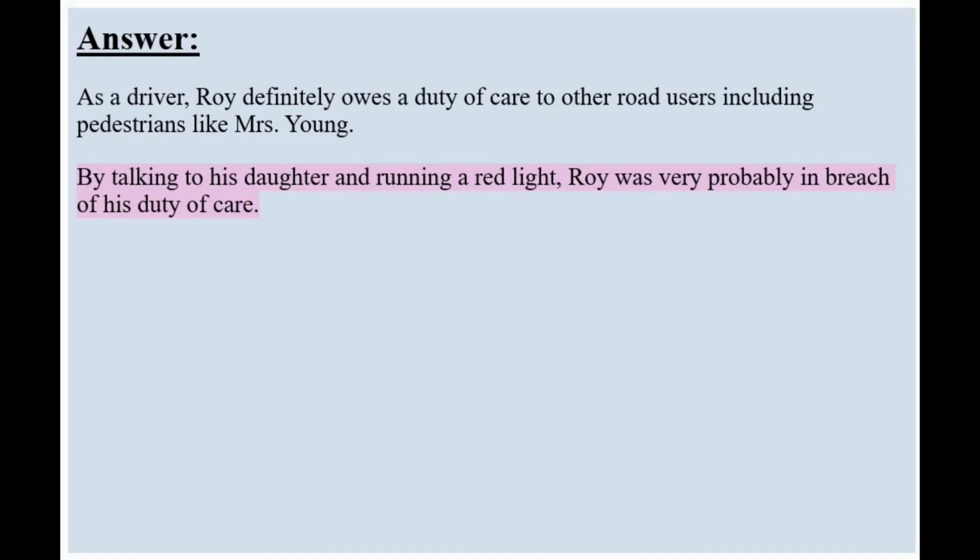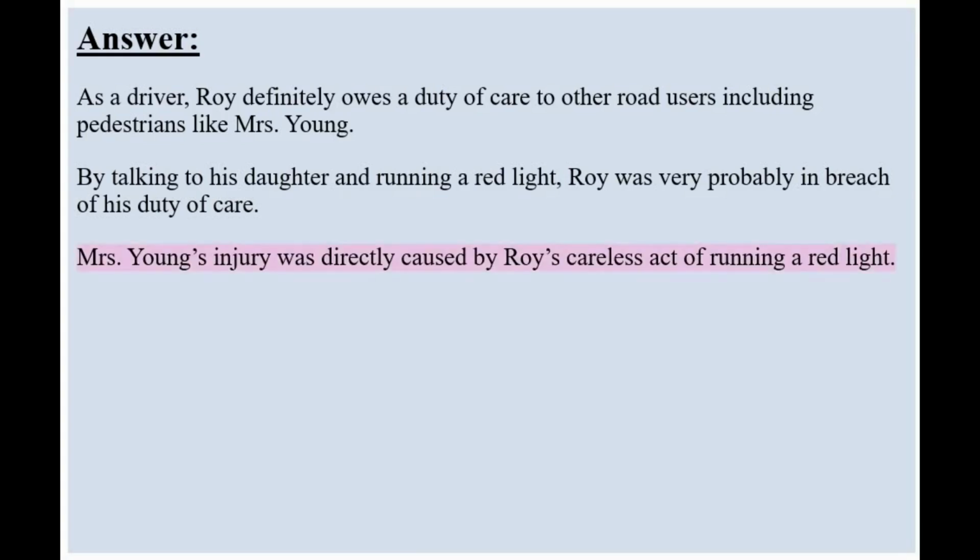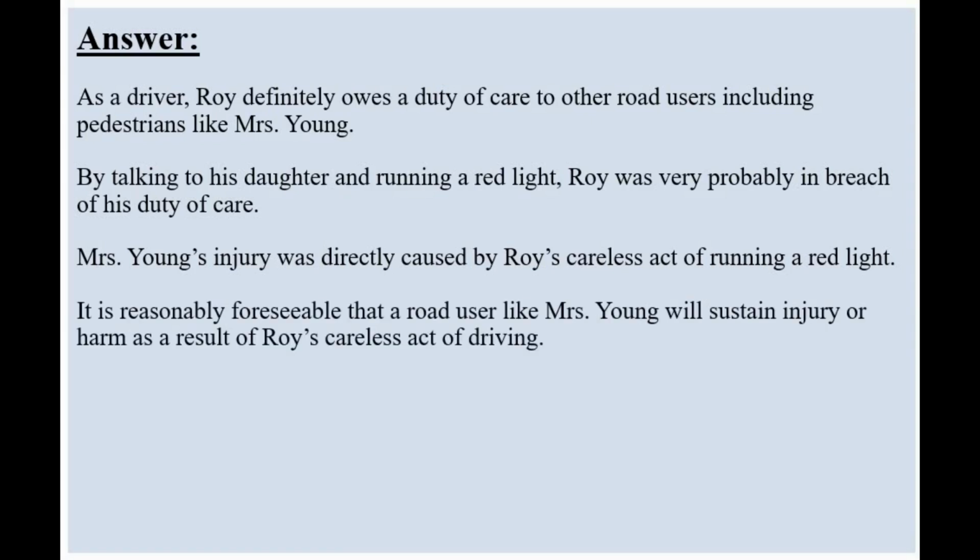If Roy's actions, such as negligence or failure to act responsibly, fell below the expected standard of care, this would constitute a breach. Mrs. Young's injury was directly caused by Roy's careless act of running a red light. This means showing a direct link between Roy's actions and the injury or damage suffered by Mrs. Young. If Mrs. Young was injured in the accident caused by Roy's talking to his daughter and running a red light, this element would be satisfied. It is reasonably foreseeable that a road user like Mrs. Young will sustain injury or harm as a result of Roy's careless act of driving.